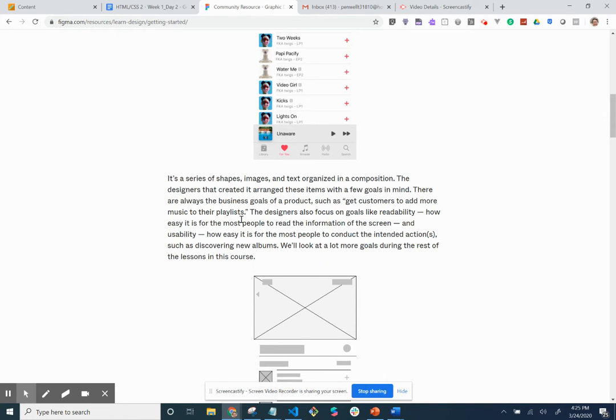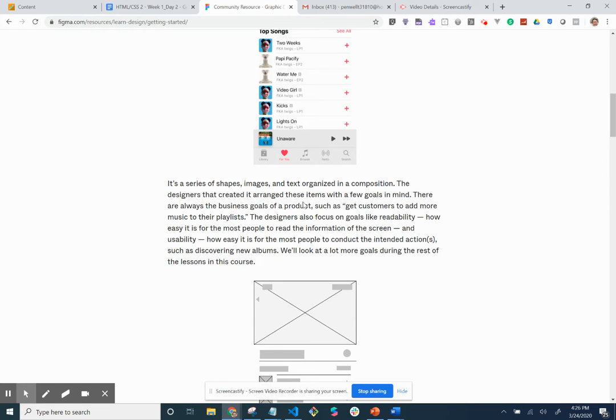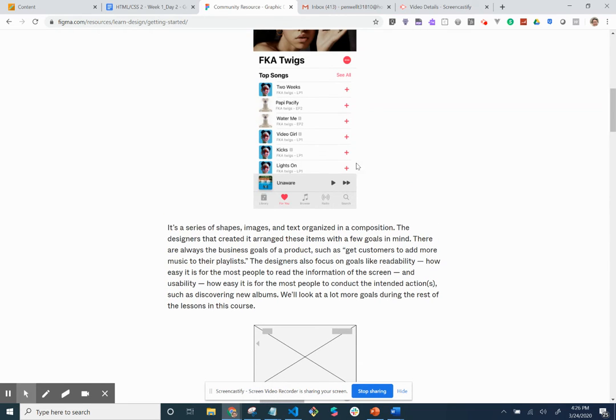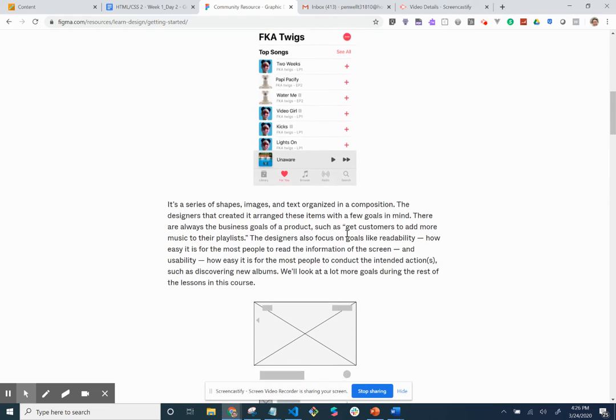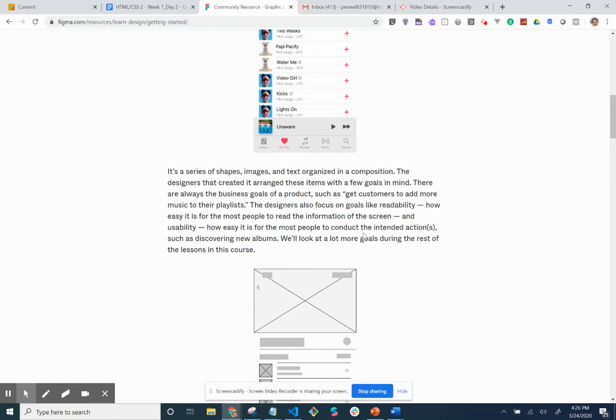In a series of shapes, images, and text organized in a composition, the designers that created this arranged these items with a few goals in mind. There are always the business goals of a product, such as get customers to add more music to their playlists. But the designers also focus on readability and how easy it is for people to understand what they're doing. The plus symbol is pretty intuitive. You're going to add something. The play symbol, the next song symbol, those things are pretty intuitive, so people know what to expect.